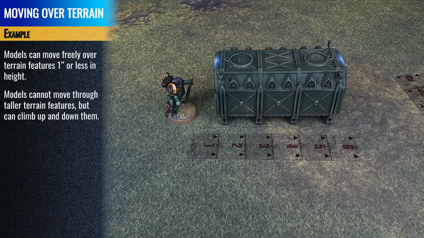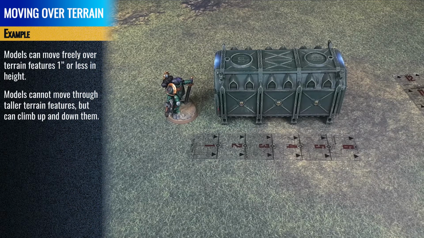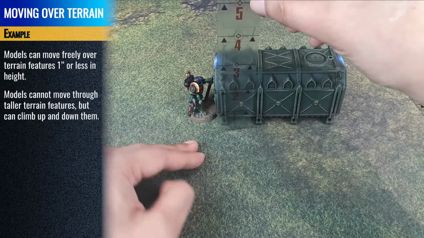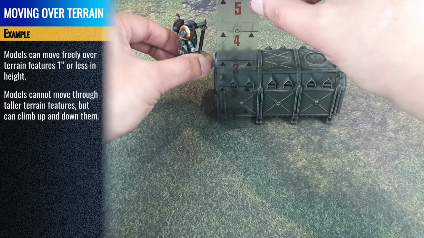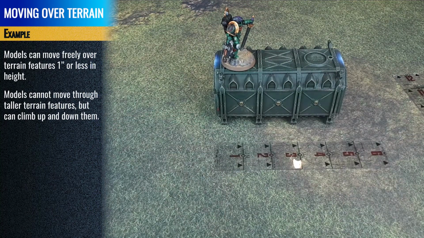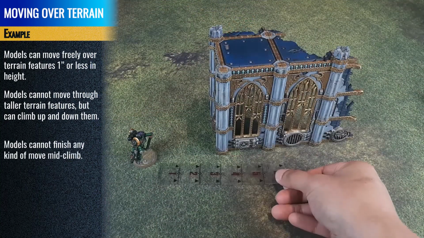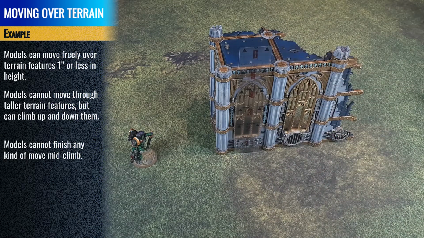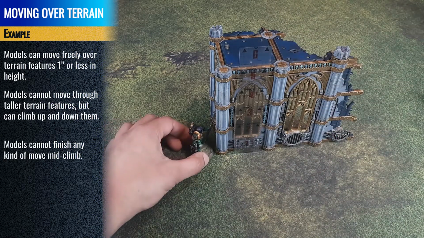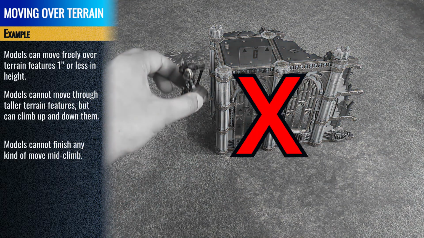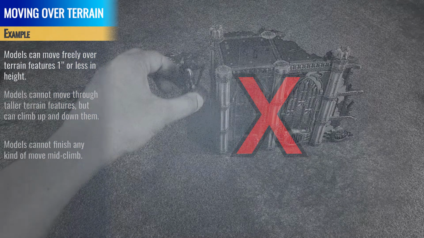For terrain which is larger than 1 inch, models can climb up and down them, taking vertical distance into account of its movement distance. This captain can move 6 inches. He can move 1 inch towards the container, which is about 2.5 inches tall, and he will move another 1 inch to reach his destination on top of the terrain feature, within his movement capacity. Models cannot finish their move mid-climb. If it's not possible to do so, that move is not valid and cannot be made. Meaning, if this captain does not have the movement to reach the top of this ruin, he can't just float here. In such cases, one may consider advancing as a way to get that extra distance.